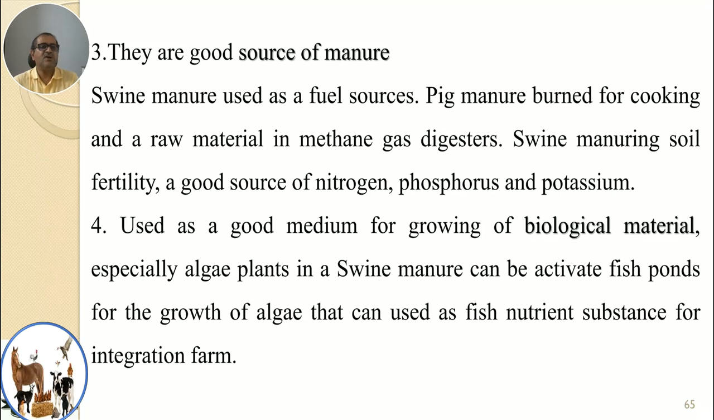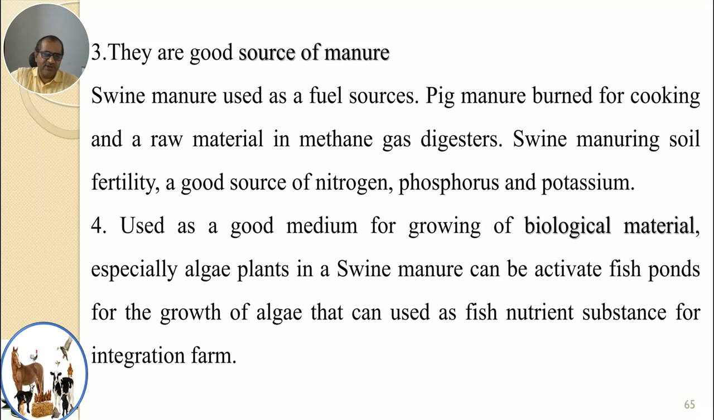This is the advantage, and they are a very good source of manure. Of course, cattle, sheep, goat, and pig all serve as manure animals, but pigs are one of the very good sources of manure. And swine manure is used as a fuel source. Then it is burned for cooking, as soil manure, and as raw material in methane gas digesters. Of course, once again, greenhouse gas production is a separate chapter, and we will deal with it sometime later.